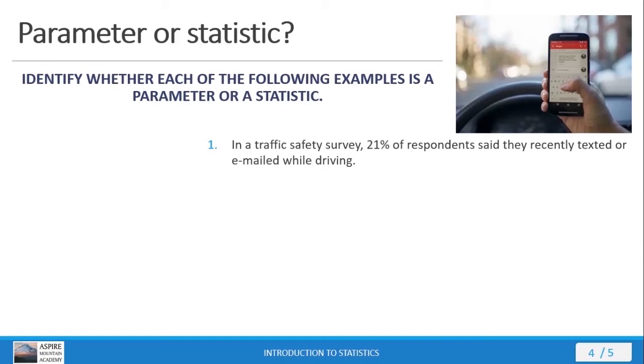Okay, here we go. Your first example is this. In a traffic safety survey, 21% of respondents said they recently texted or emailed while driving. Is this a parameter or is this a statistic? I'll give you a few seconds to decide.